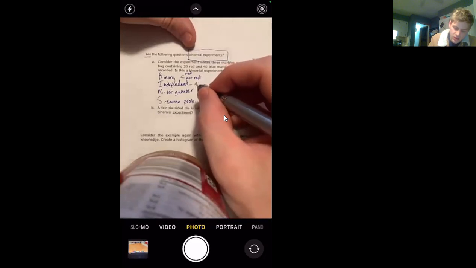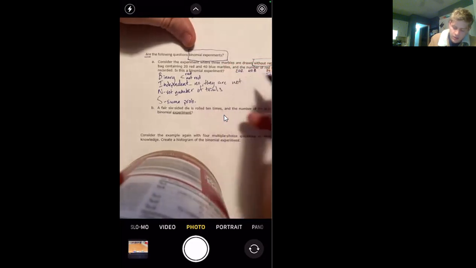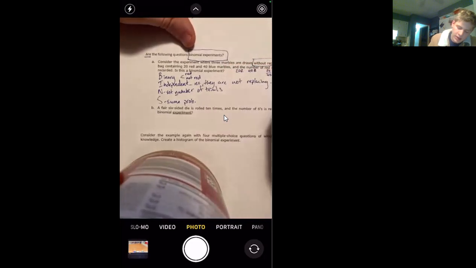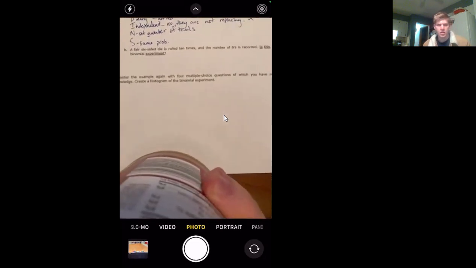So we would say, no, they are not replacing. And I would actually probably put an X there. I put check marks for ones that we know are good. So if we don't satisfy one of these things, then we know we cannot do a binomial experiment. If we satisfy them all, like I'm going to tell you right now, this one you are, then you can do a binomial experiment. All right.